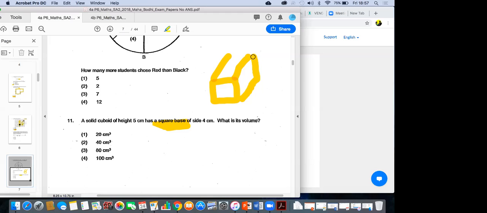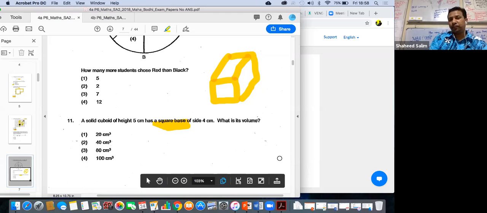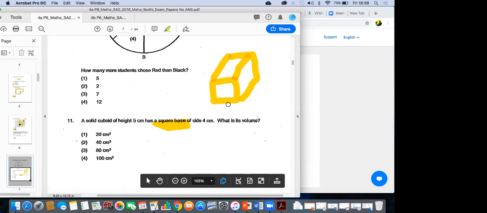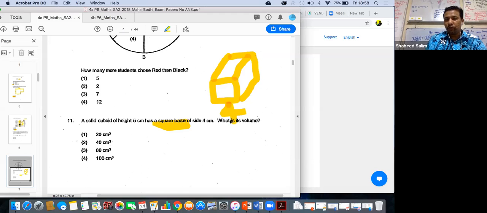Wait, is my answer number 3? Who is that? Sophia, you said number 4, now you say number 3? Okay, no problem. So the square base. When you draw, you can see the space is a square. The base is a square, and this one is the height.